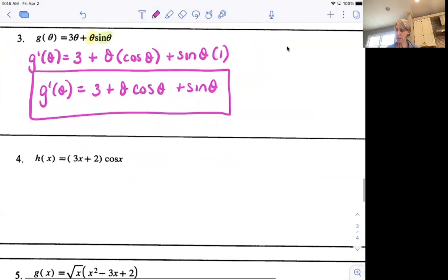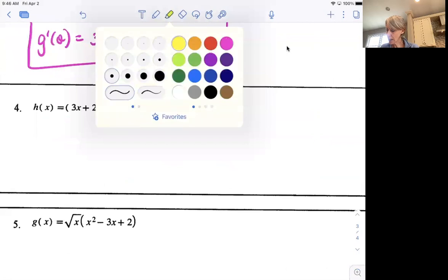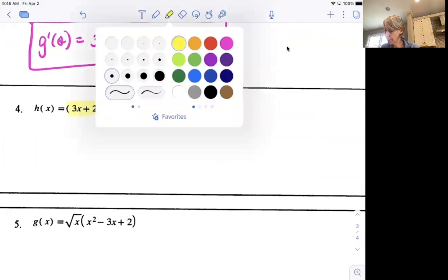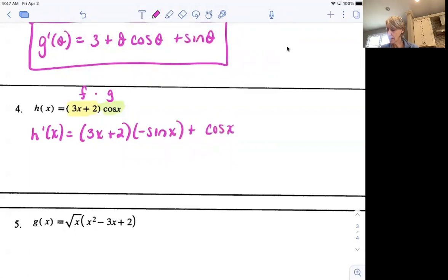Okay. In our next example, I have h of x equals 3x plus 2 times the cosine x. Okay. So here's one function. Here's my other function, right? F times g. First, derivative of the second, plus the second times the derivative of the first.